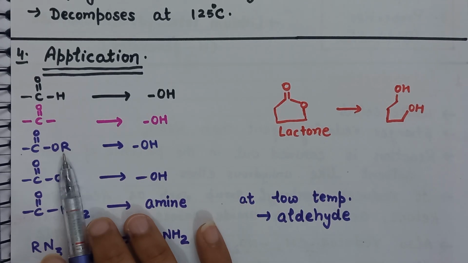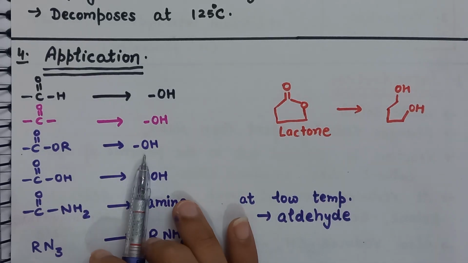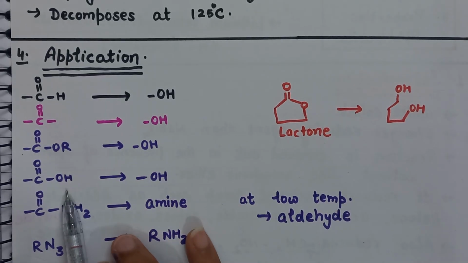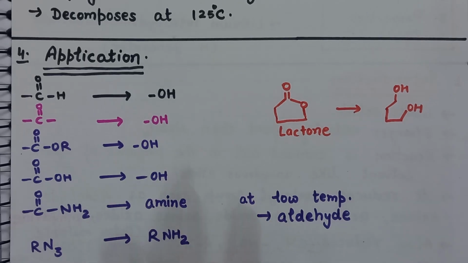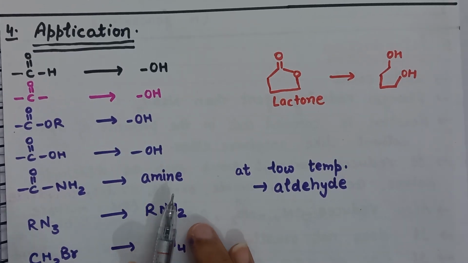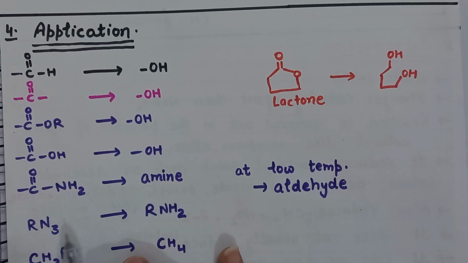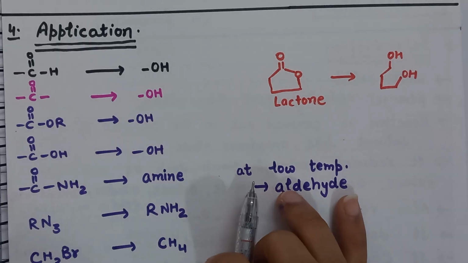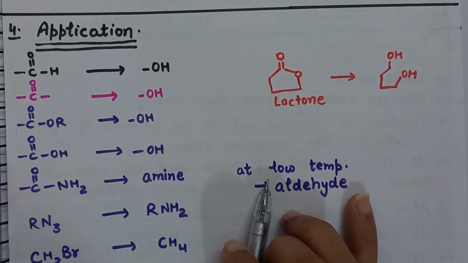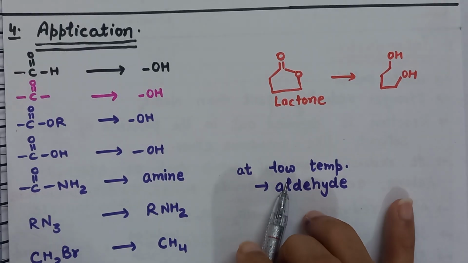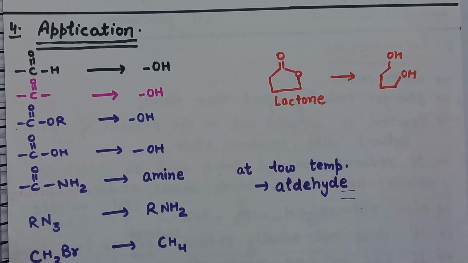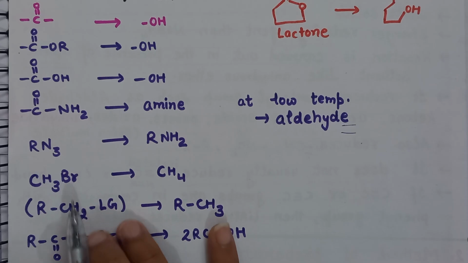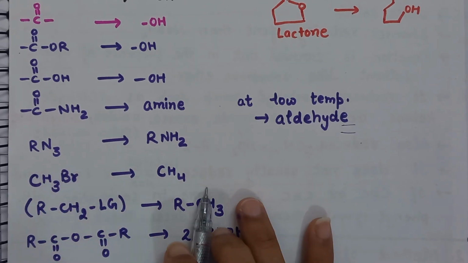It can also reduce the ester into the alcohol. Acids can also be reduced to the alcohol by the lithium aluminum hydride. The amides are reduced to the amine, and the azide group also gets reduced to the amine. But if the reaction is carried out in the case of amide at a lower temperature, the amide gets converted into the aldehyde. It can also reduce the alkyl halide into the alkane.